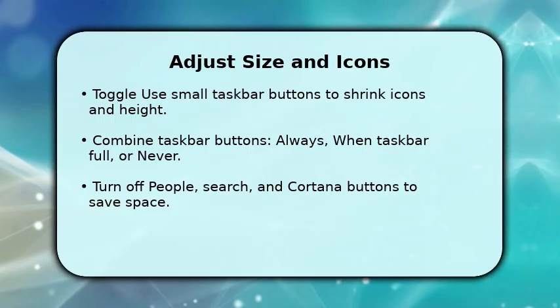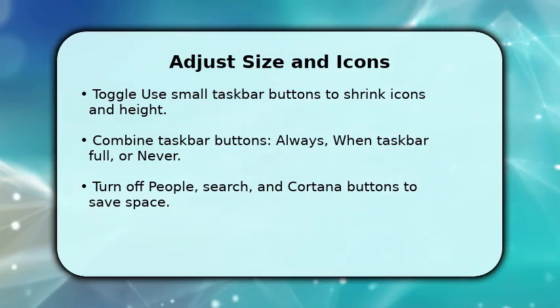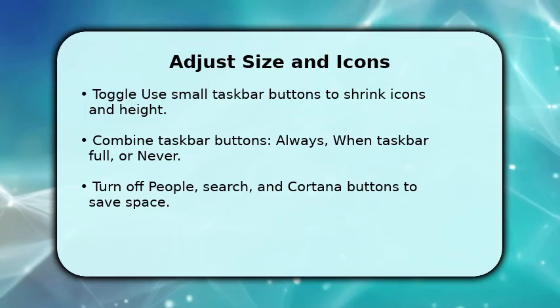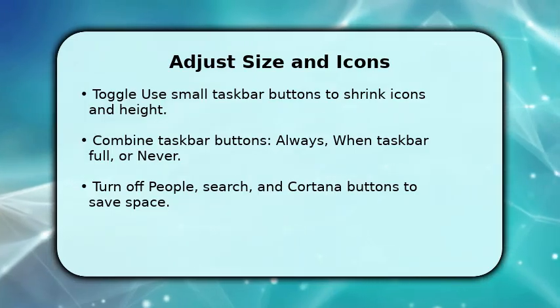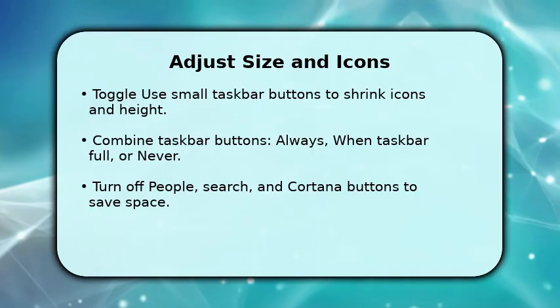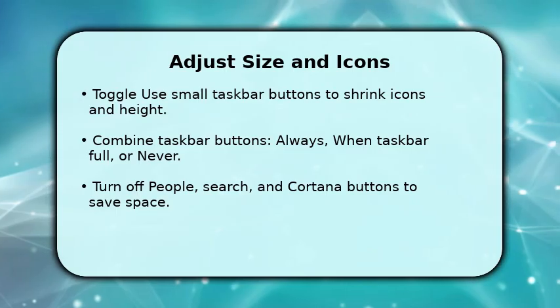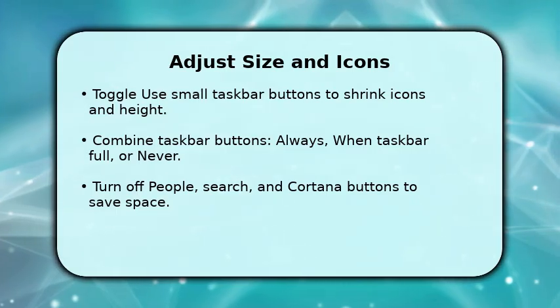Next, set combine taskbar buttons to combine or hide labels, which reduces width usage. Then remove optional buttons like People, Search, and Cortana to free horizontal space. As you adjust, watch the taskbar in real time so you understand how each option affects layout and spacing.